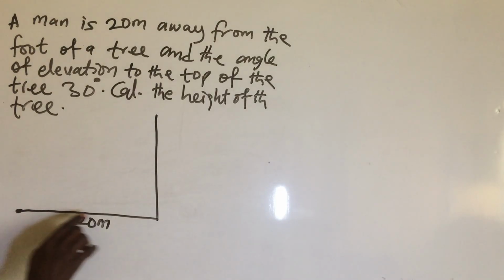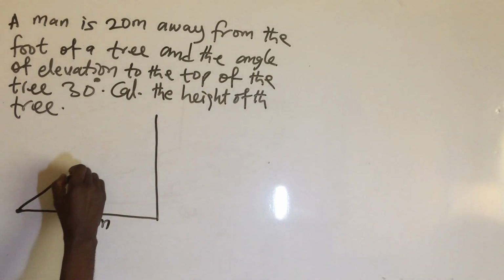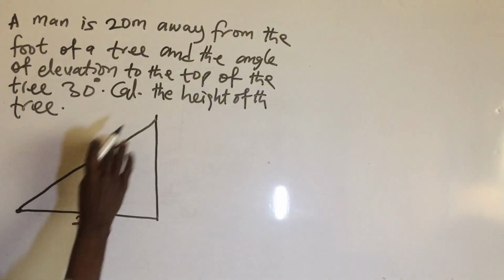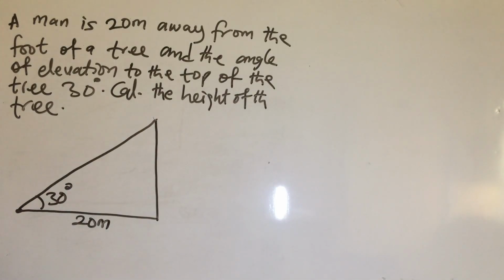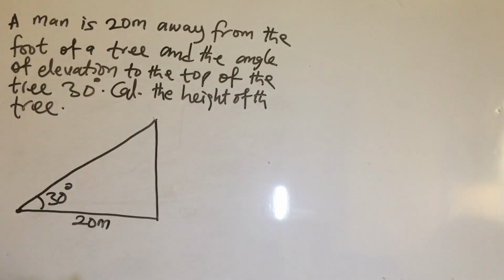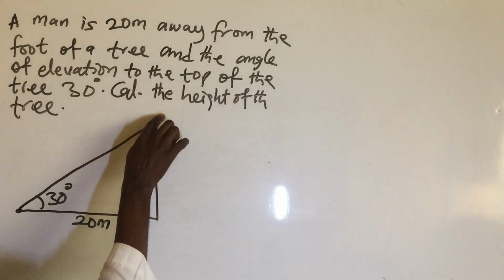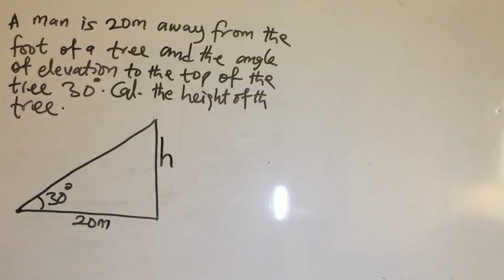That means from the normal eye level, let's say this is the normal eye level, then from this horizontal line to the top of the tree, the elevation is 30 degrees, meaning that here is 30 degrees. This is the angle of elevation, looking up to the top of the tree, all right? Now the question says we should calculate the height of the tree. The height of the tree is from the foot to the top of the tree, so here becomes the height of the tree.